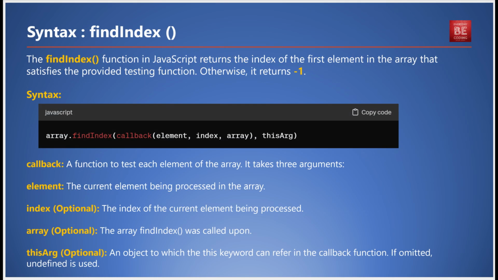Moving on to the FindIndex function. This function returns the index of the first element in the array that satisfies a provided testing function. If no elements meet this criterion, it returns -1. The syntax is very similar to the find function: array.findIndex(callback(element, index, array), thisArg). The callback function tests each element of the array and takes 3 arguments: element, index, and array. The thisArg is an optional object to which the this keyword can refer in the callback function.